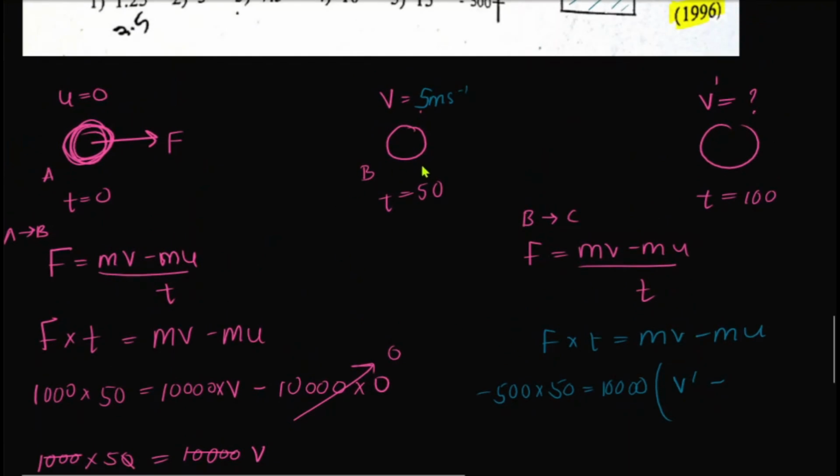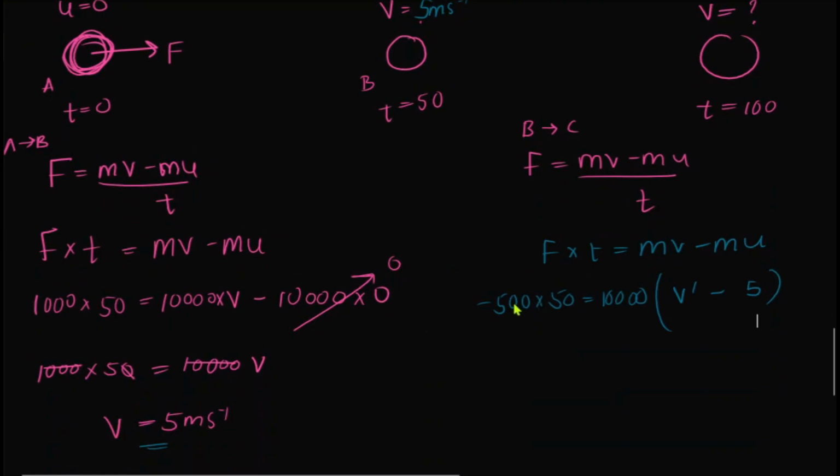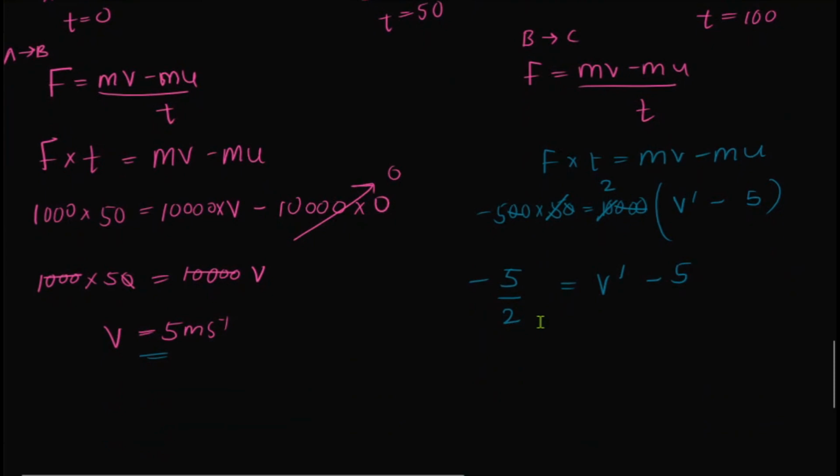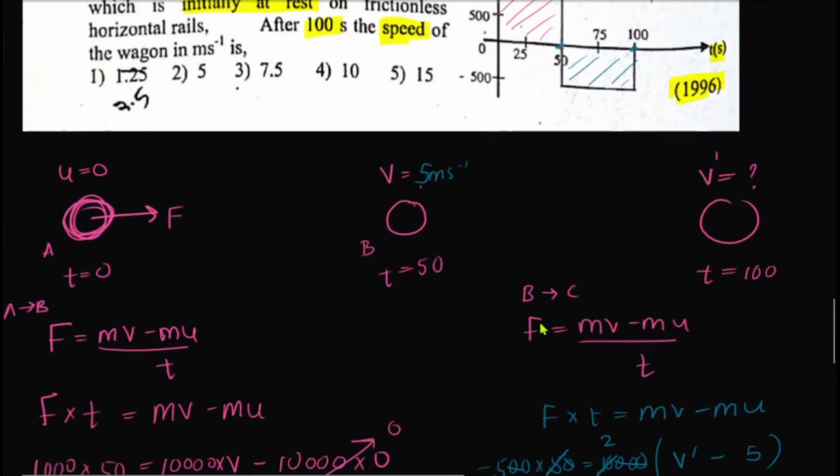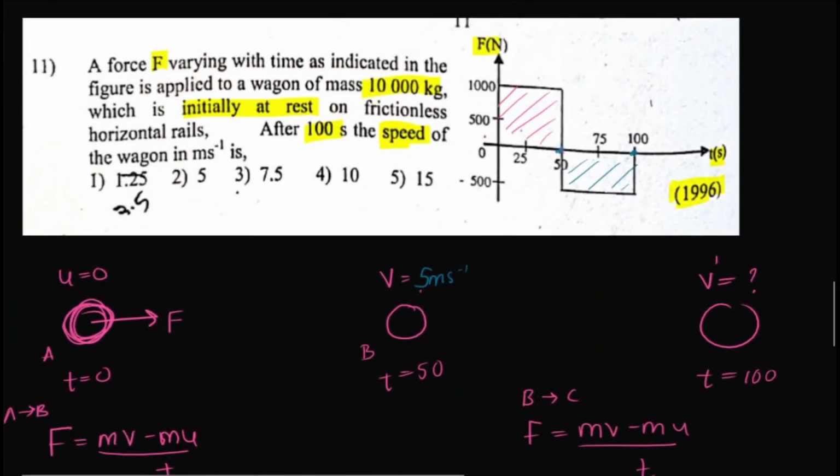What's the initial velocity? At b, what is the velocity? 5. We know that. So here the zeros cancel, and we get minus 5 over 2 is equal to v dash minus 5. Taking minus 5 to that side, it is plus 5 minus 5 over 2, so v dash is going to be 2.5 meters per second, right? So the answer should be this, 2.5 meters per second. That is the answer, guys.